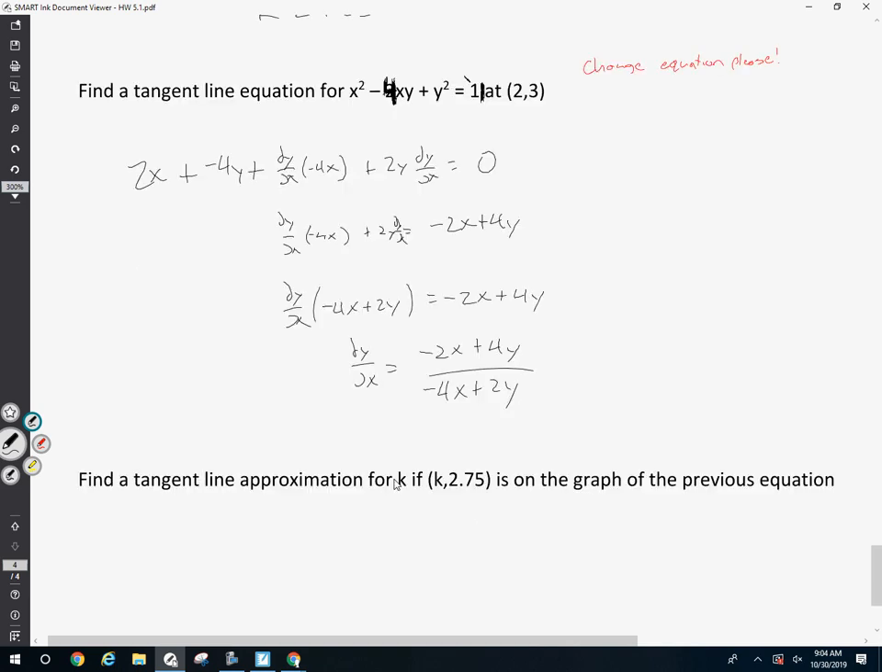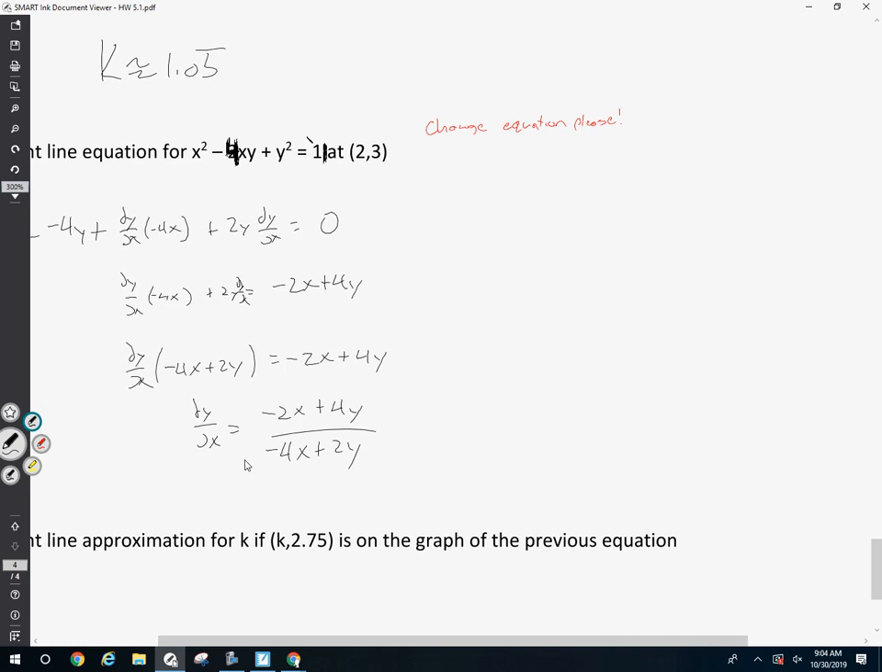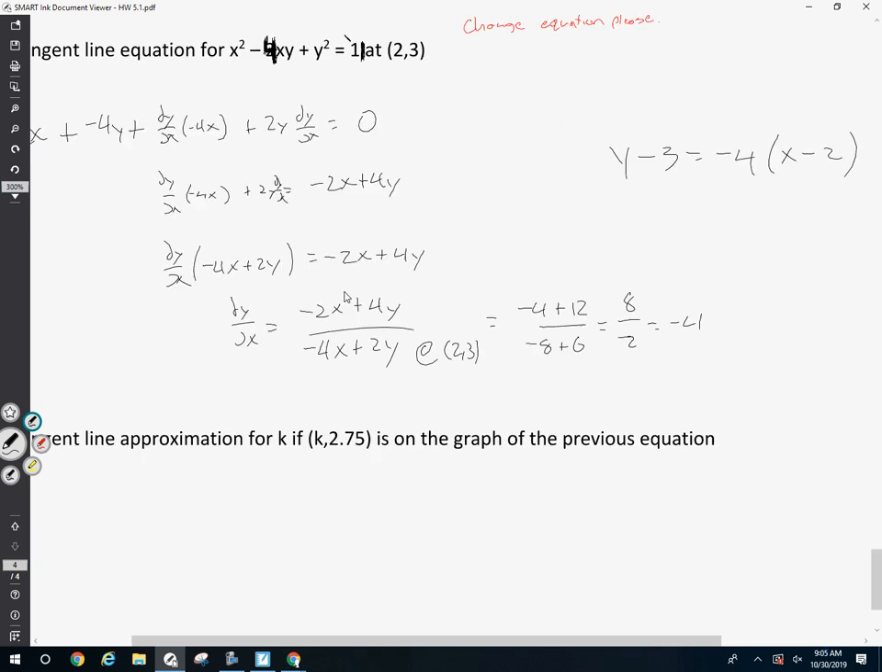And we're going to focus on 2, 3. So at 2, 3, I get negative 4 plus 12 over negative 8 plus x. So I get 8 over negative 2, which is negative 4. So y minus 3 equals negative 4 times x minus 2. I already have the point, I just needed the slope.